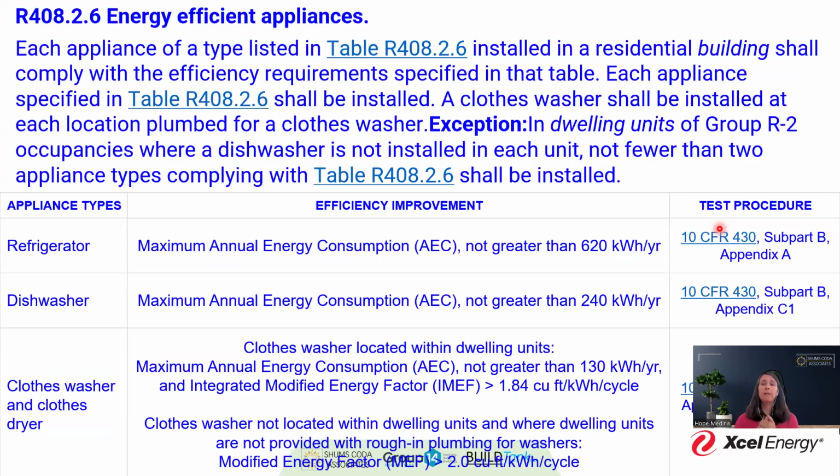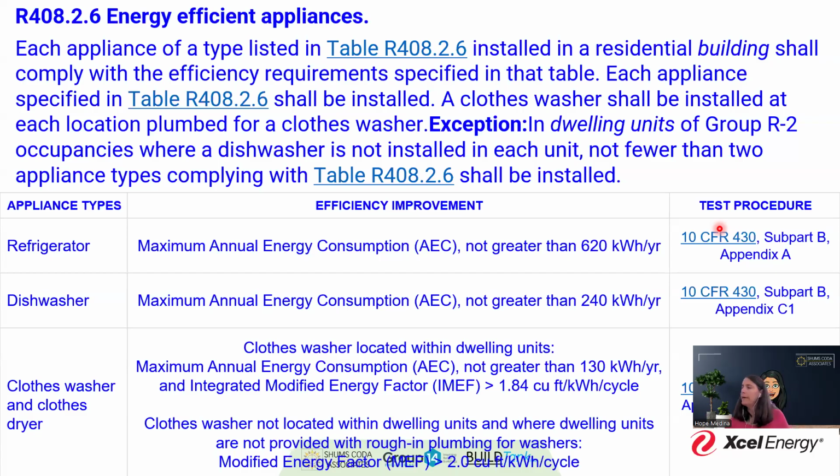Energy efficiency appliances. It says that each appliance of its type that's listed in this table, and this is the table that's installed, then it has to meet the specific requirements to be considered as energy efficient appliances. Now, there is an exception for this particular one when you're talking about R2 occupancies. If a dishwasher isn't installed, then you have to have at least 2 appliances that comply with this.